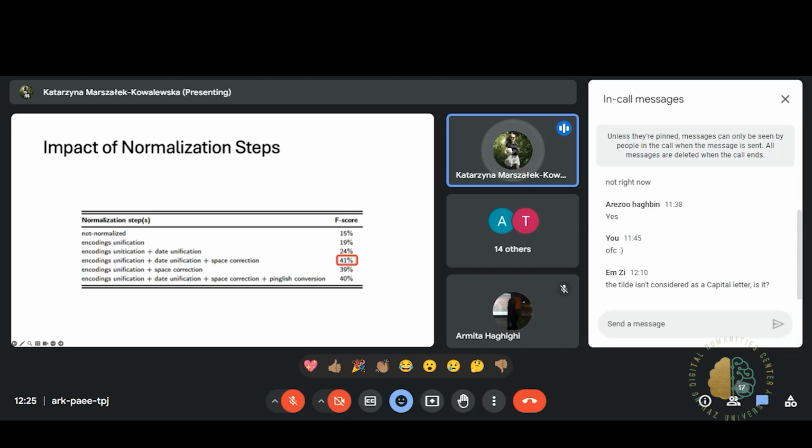Okay, before I move to the second part, so the second challenge, are there any questions or suggestions to this part?